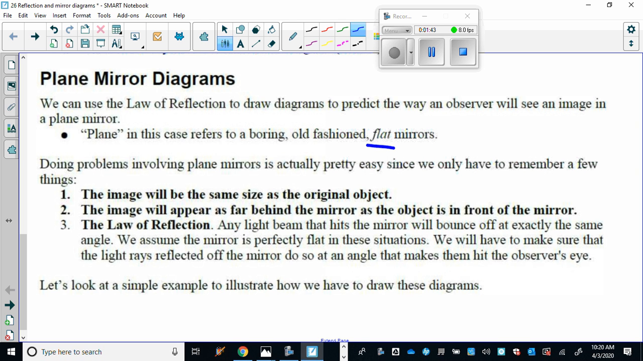The image will appear to be the same size as the original object. So if you go into the bathroom, you look in the mirror, you're the same size in the mirror that you are in real life. The image will appear as far behind the mirror as the object is in front of the mirror. So to you, it looks like you're standing behind the mirror. And if you move further away from the mirror, it will look like you're standing even further behind the mirror. And then the law of reflection, which we'll just go over in a couple of seconds.